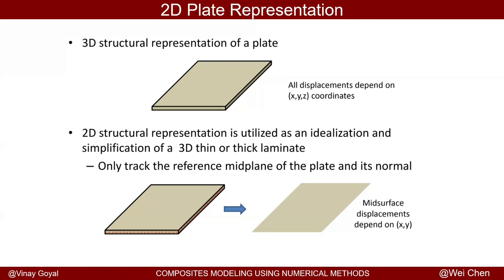How do we achieve that? A 2D structural representation is utilized as an idealization and simplification of a 3D structure by tracking the mid-surface. And by doing so, we're able to then simplify the problem by tracking the deflections at the mid-surface. This representation comes in two flavors. For thin structures, the theory is called classical plate theory, and for thick structures, it's called first-order shear deformation theory.